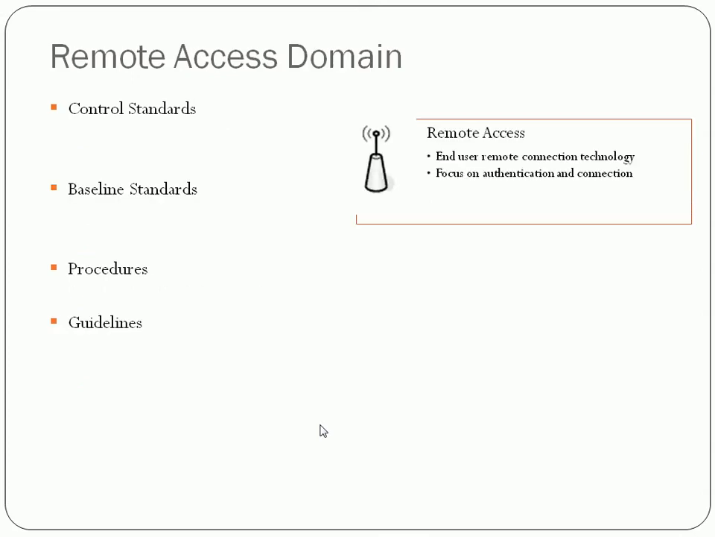For the remote access domain, again, this is our end users getting remote access to our network. And like it says on the right, we focus on authentication and connecting to our local area network. So the control standards might talk about using VPNs and multi-factor authentication. These are two great examples of control standards. We might have one control standard that requires the use of a virtual private network to connect from home or from on the road for a remote worker. And we might also require multi-factor authentication when connecting remotely.